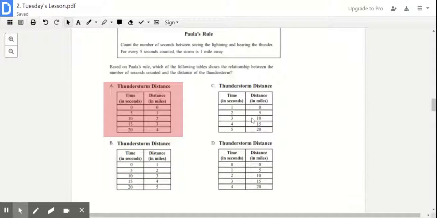Okay. So realize why C is incorrect. It's not telling us to count from 1 to 5 and figure out how many distances away. This is clearly the opposite of what we're working on. B is incorrect because we can't start at 0 seconds and be 1 mile away. It says for every 5 seconds counted, the storm is 1 mile away. And then D, again, we can't have 1 second, 2 seconds, 3 seconds, 4 seconds. That's not showing how many seconds counted for five with that 1 mile being away. Okay, so this is why A represents this story for Paula's rule.